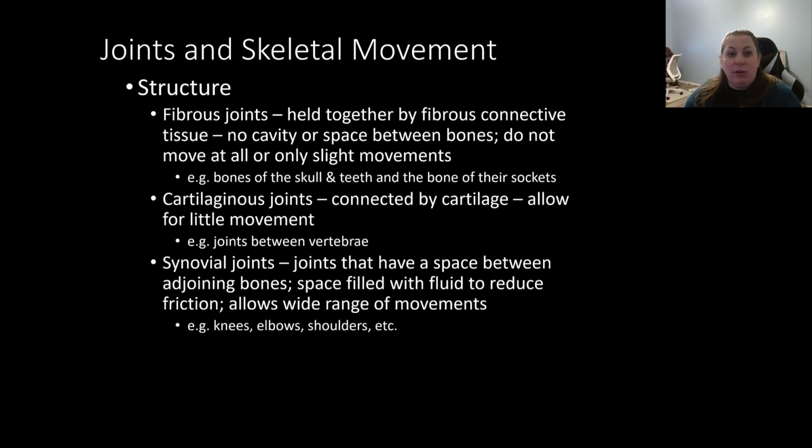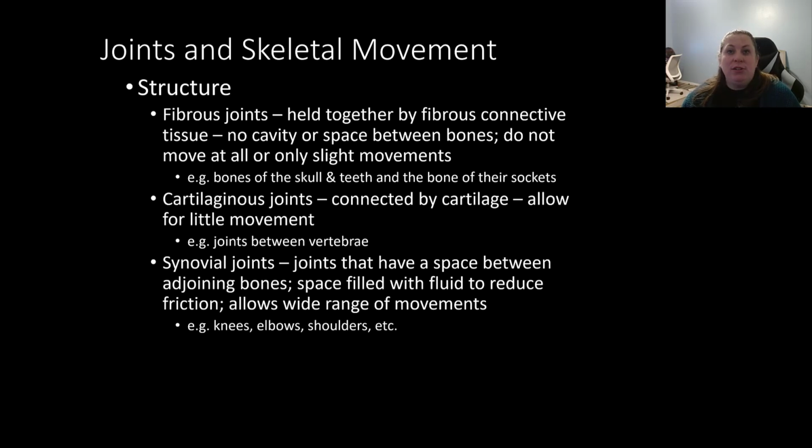There's no cavity or space between the bones, so these guys don't move. These are things like the bones in your skull. When they fuse together, we don't want them to move. Also your teeth. Once your permanent teeth come in, we don't want them to continue to get loose, move, and pull out. And so these guys are known as fibrous joints.